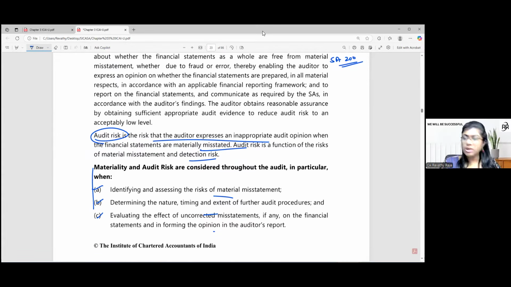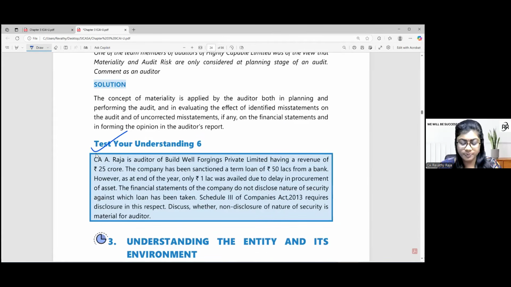So to conclude, can you see the Test Your Understanding 6? CA Raja is the auditor of Buildwell Forging Private Limited having a revenue of 25 crore. The company has been sanctioned a term loan of 50 lakh from the bank. However, at the year end, only 1 lakh was availed. The FS do not disclose the nature of security against which the loan is taken. Schedule 3 requires disclosure. Discuss whether non-disclosure of nature of security is material.